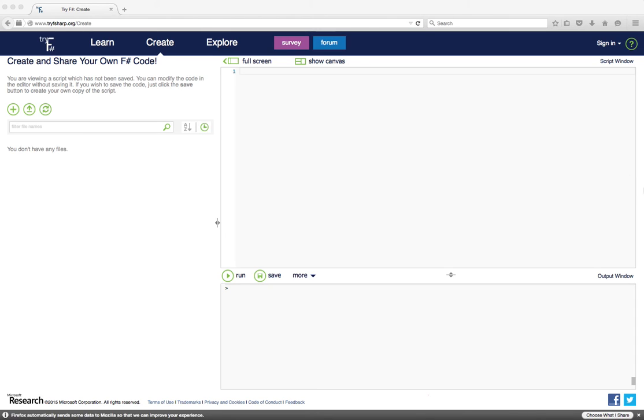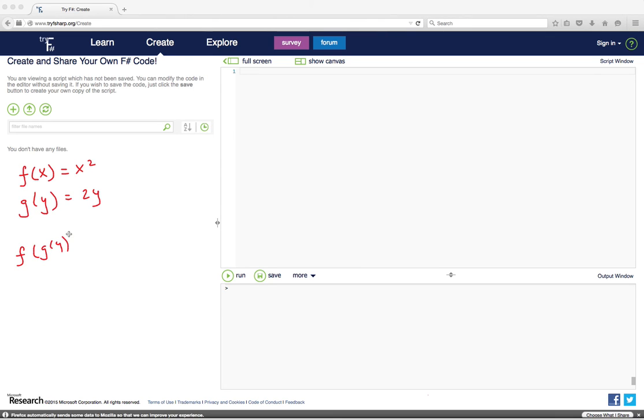So in this video, we're going to look at function composition, just to get some kind of high-level idea of what function composition is. Let's just define a function of one variable. Let's say f of x equals x squared, and let's have a function g of y equals 2y.